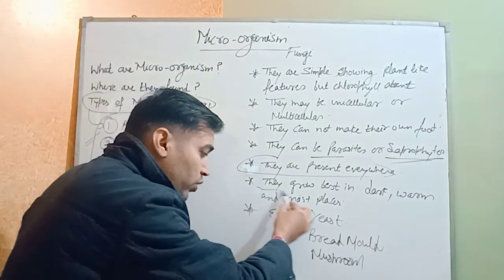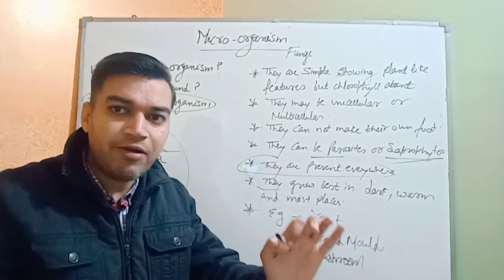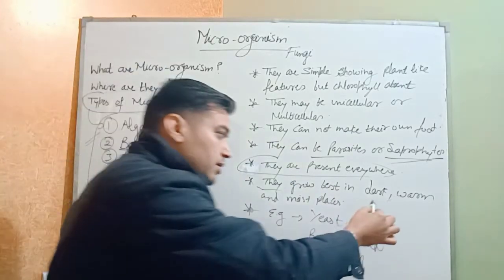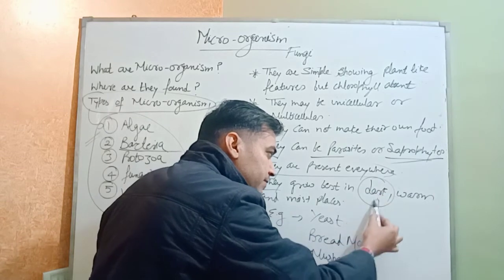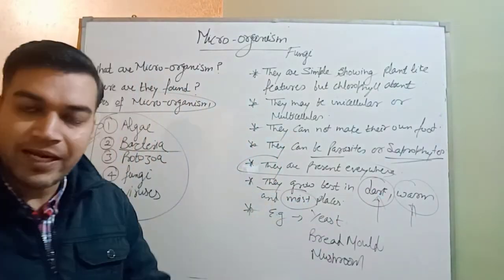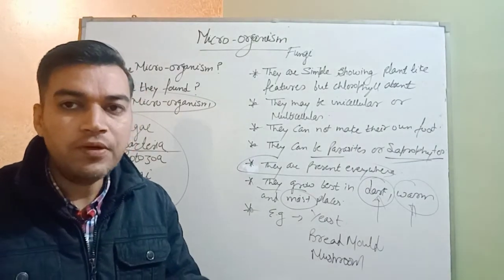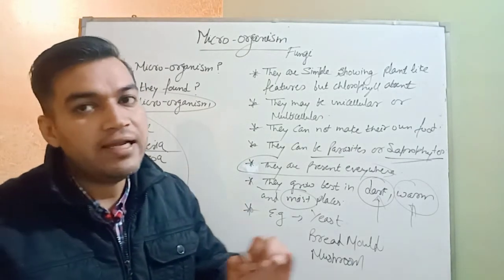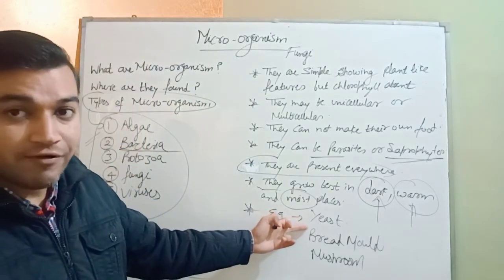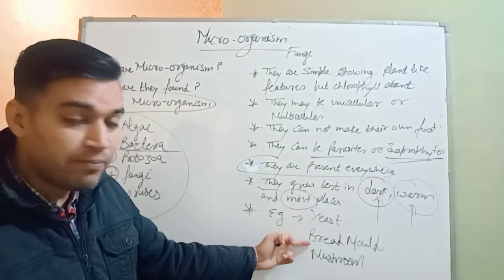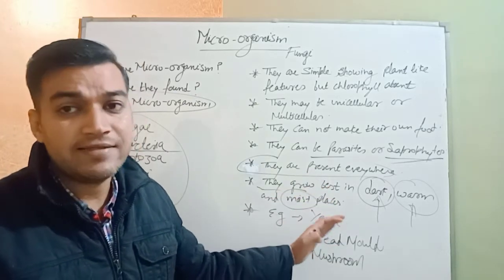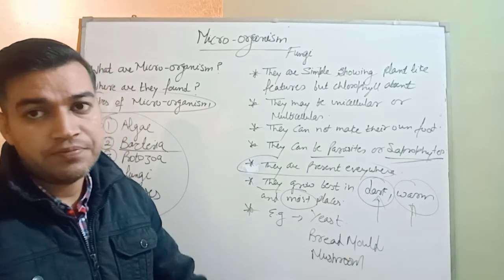How do they grow? What are the best conditions for the development or reproduction of fungi? The atmosphere should be dark, warm, and moist. If places are moist, dark, and warm, fungi grow very well there. The examples of fungi are yeast, never forget yeast, bread mold, and mushroom. These are the most important examples of fungi.